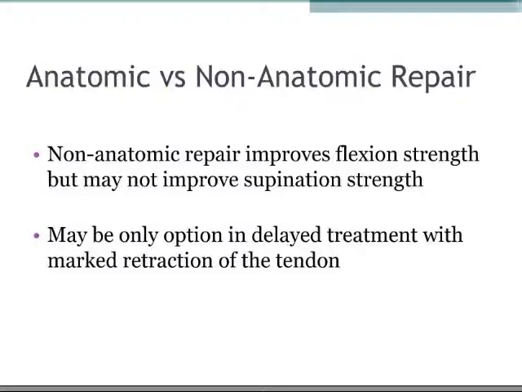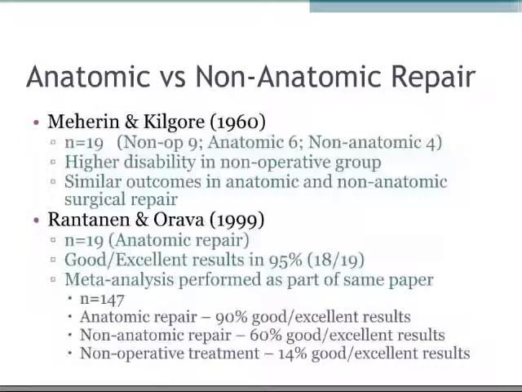There are a few papers that have compared these. Meherin and Kilgore in 1960 found a higher disability in a non-operative group. They compared non-operative, anatomic fixation and non-anatomic fixation, with similar outcomes in anatomic and non-anatomic. In 1999, Rantanen and Aro, however, found that anatomic repair was associated with 90% good or excellent results, and non-anatomic repair only had 60% good or excellent results. This was a meta-analysis of about 147 distal biceps ruptures. On the strength of mostly that paper, the conclusion is that anatomic repair is superior in outcomes.